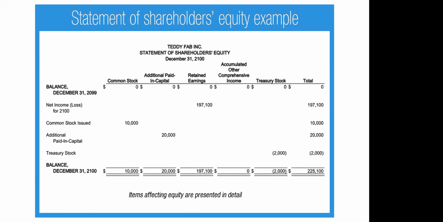Cash, shareholders' equity, stock, net assets. I'm not going to go through this too much. This is more for profit.